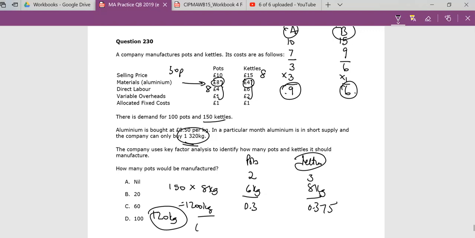Each pot needs 6 kilograms, and therefore 120 divided by 6 is equal to 20. I can make 20 pots. That's what's going on here. Great stuff. So that's those questions up to there, and we'll carry on in the next video.